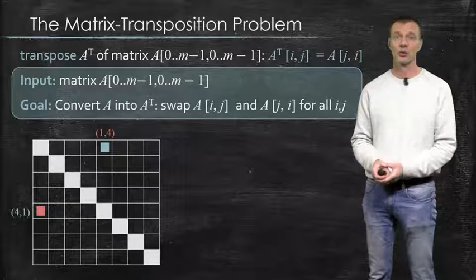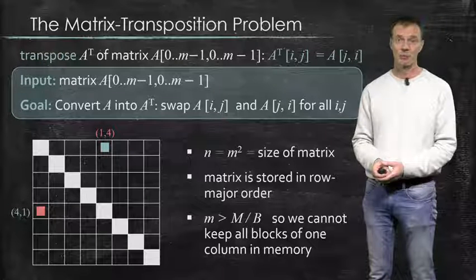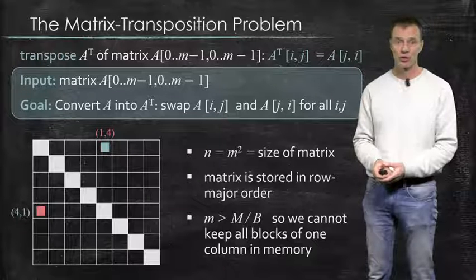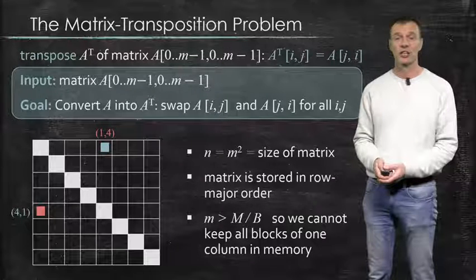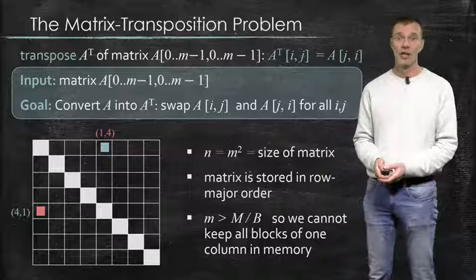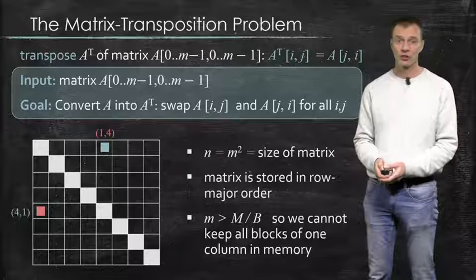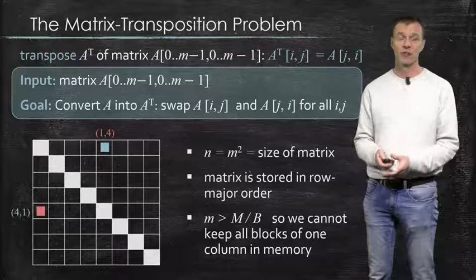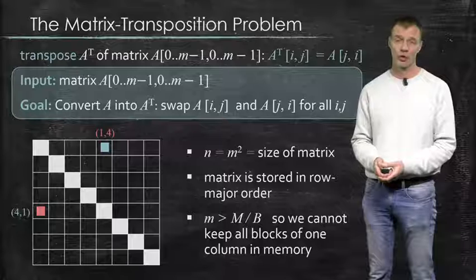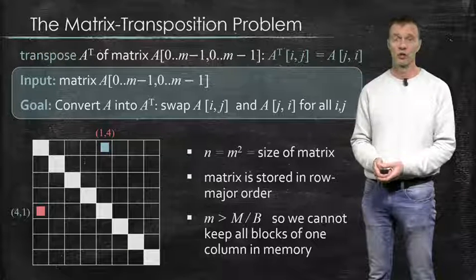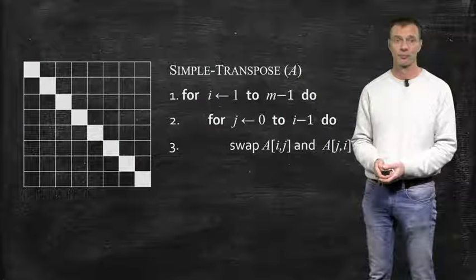So let's look at the setting that we have. Our matrix has size m times m, so n, the total size, is m times m. The matrix is, let's say, stored in row major order, right? So blocks are formed row by row. And let's also assume that this is a very large matrix that does not fit into the internal memory. And in particular, not even one complete row or column would fit into the main memory.